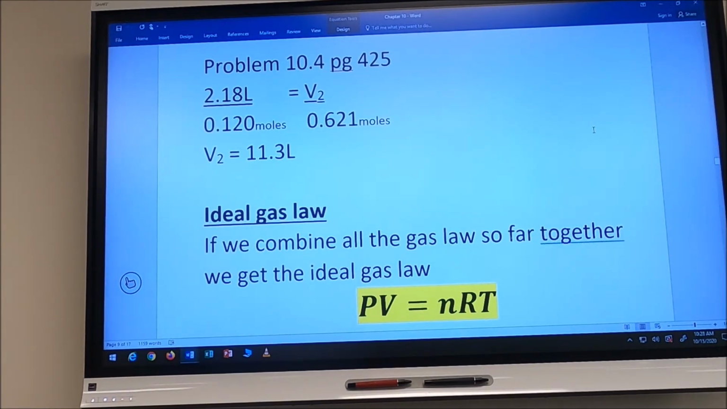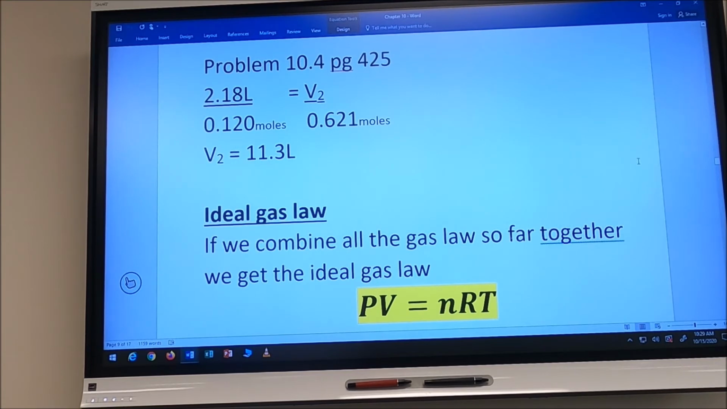It says, a chemical reaction occurring in a cylinder equipped with a movable piston produces 0.621 moles of gaseous product. If the container contains 0.120 moles of gas before the reaction and has an initial volume of 2.18 liters, what is the volume after the reaction? It says assume that the pressure and temperature are constant and that the initial amount of gas completely reacts.